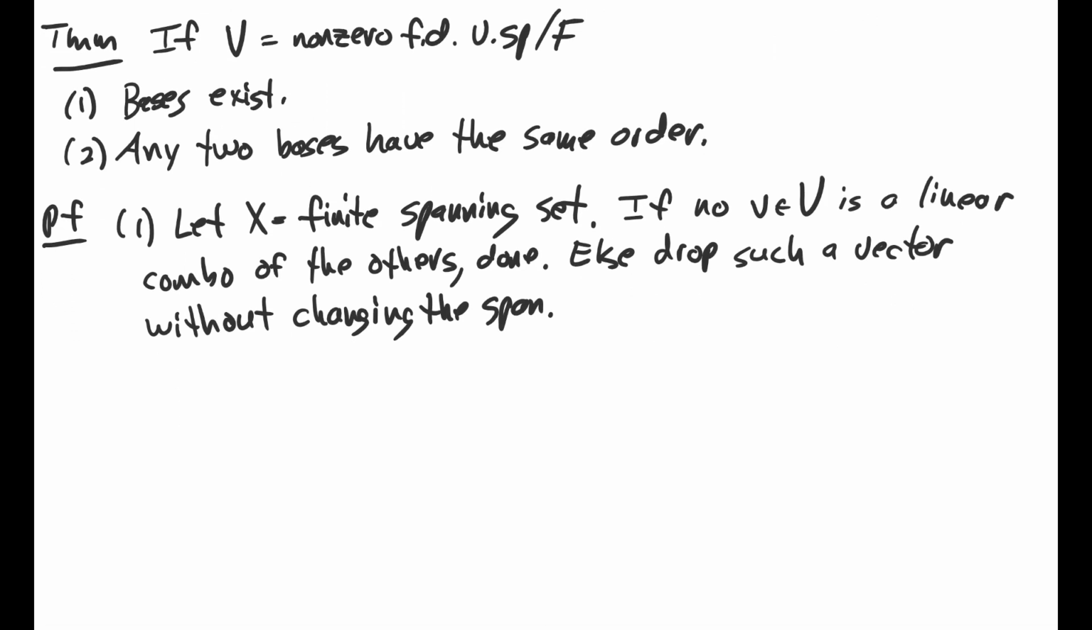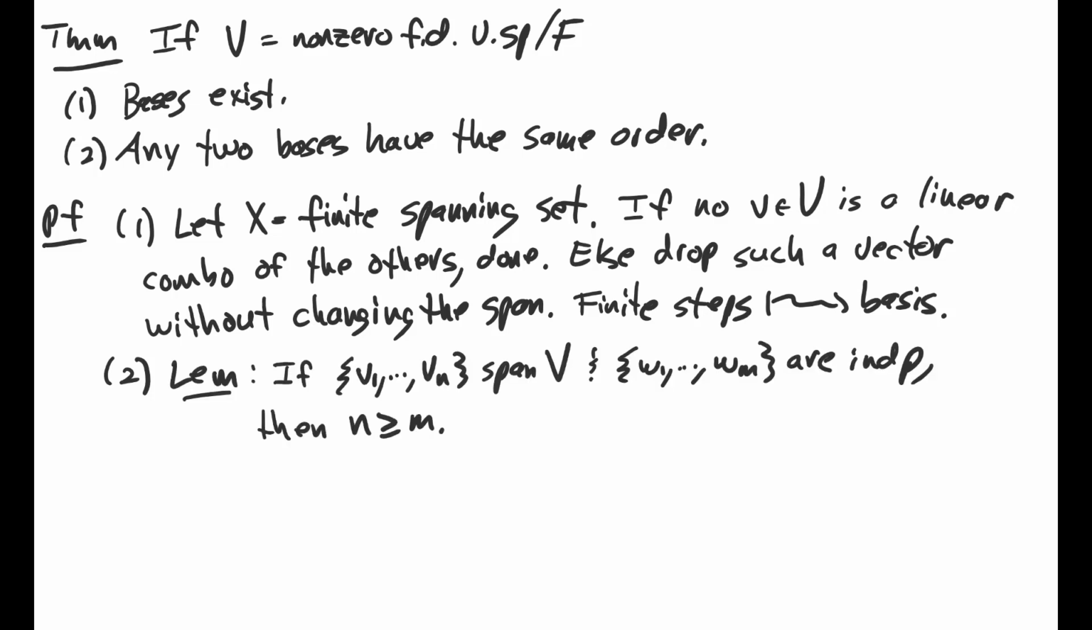So, again, if you have a vector that's a linear combination of the others, drop it. You won't change the span. And then you repeat. And since we have a finite set, you can't do this forever, so you eventually have to arrive at a point where all the vectors are not combinations of the others, and they're still spanning, and therefore they're a basis. For part two, we're actually going to prove a lemma.